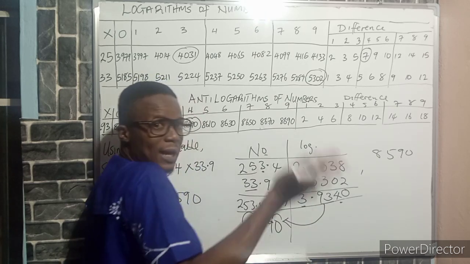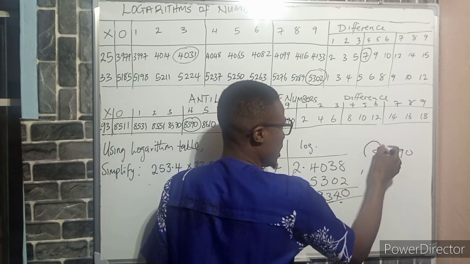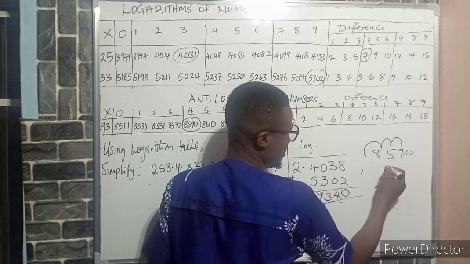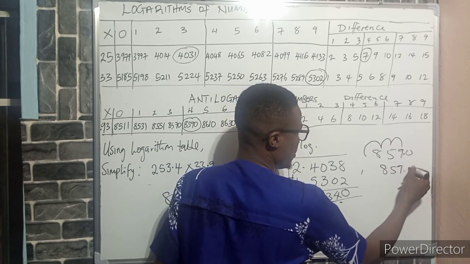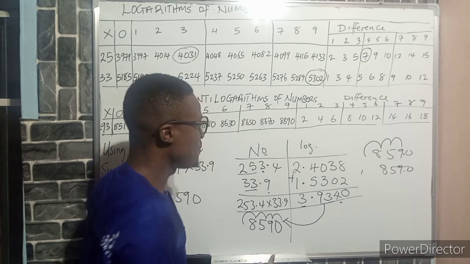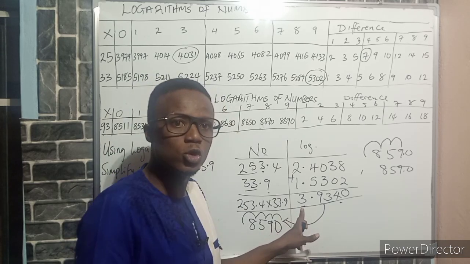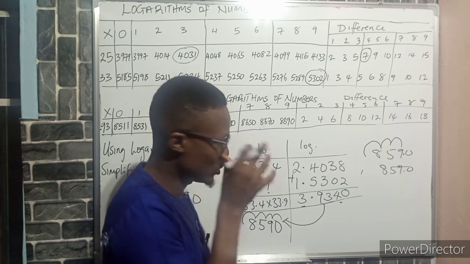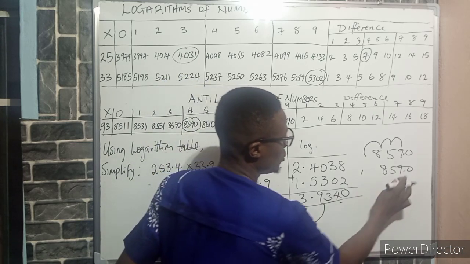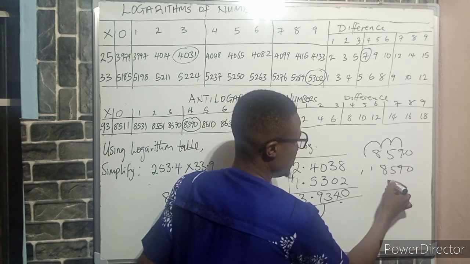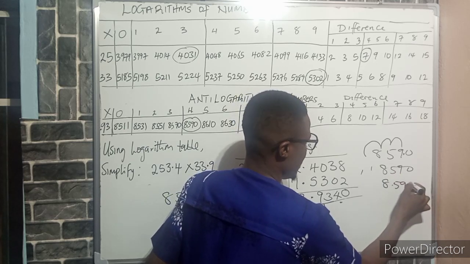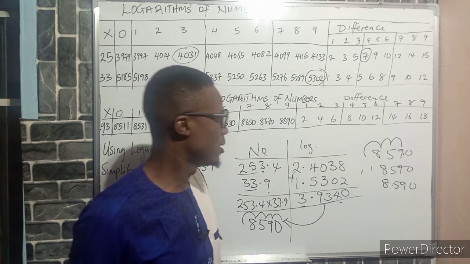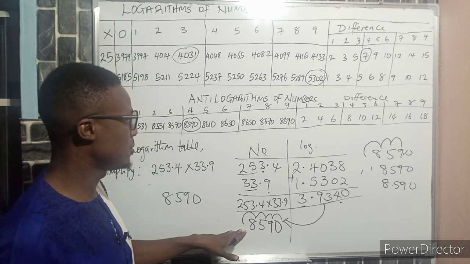Assuming my characteristics is 2, where I have 8590, and my characteristics is 2, that here is not 3, is 2. 2 means you count 3. You move 1, 2, 3 and put point. It becomes 859.0. If my characteristics is 1, I will count 2. If it is 0, I will count 1. So assuming this number here is 0, I will just count 1 here. It becomes 8.590.